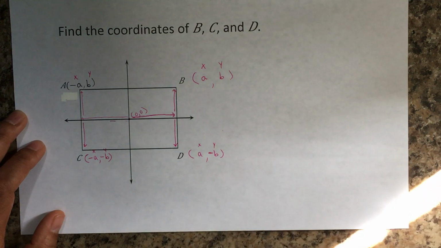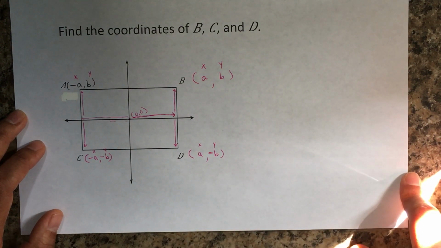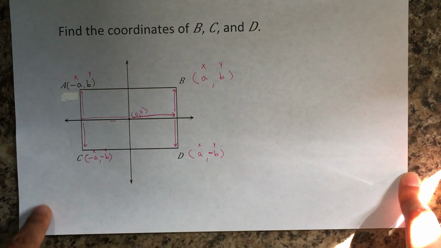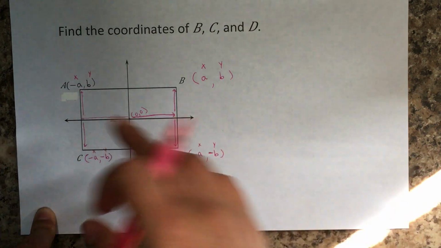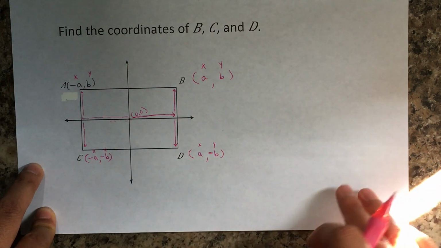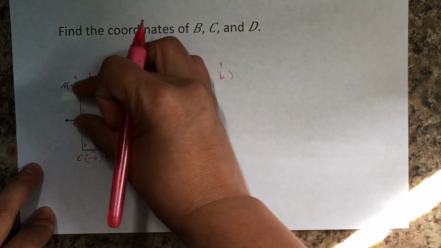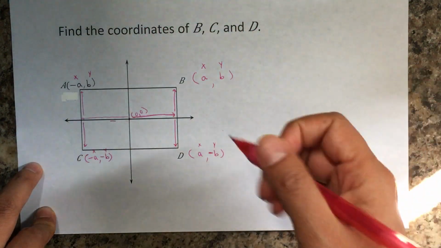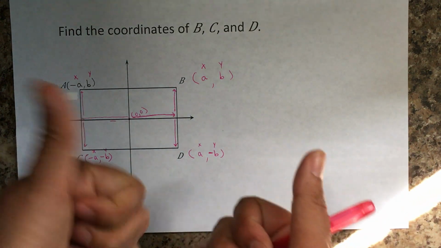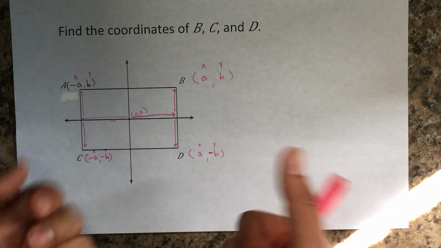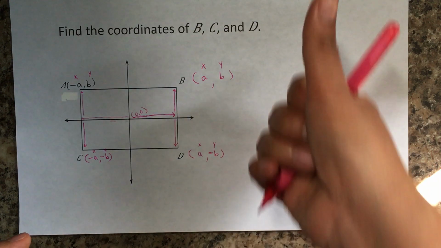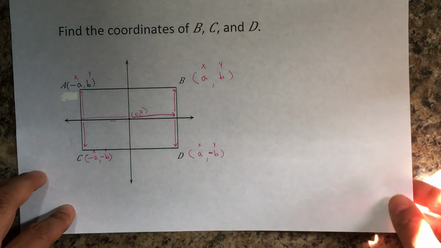Okay, so that's how you label these three other points. Again, a and b represent distance, and if they are the same distance, you keep it with the same variable. It's just if it goes to the left or down, it's negative. If it goes to the right or up, it's positive.